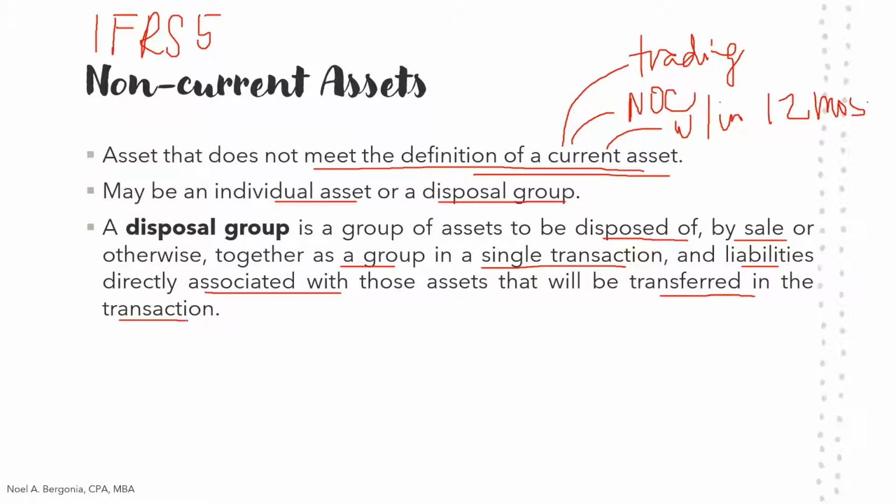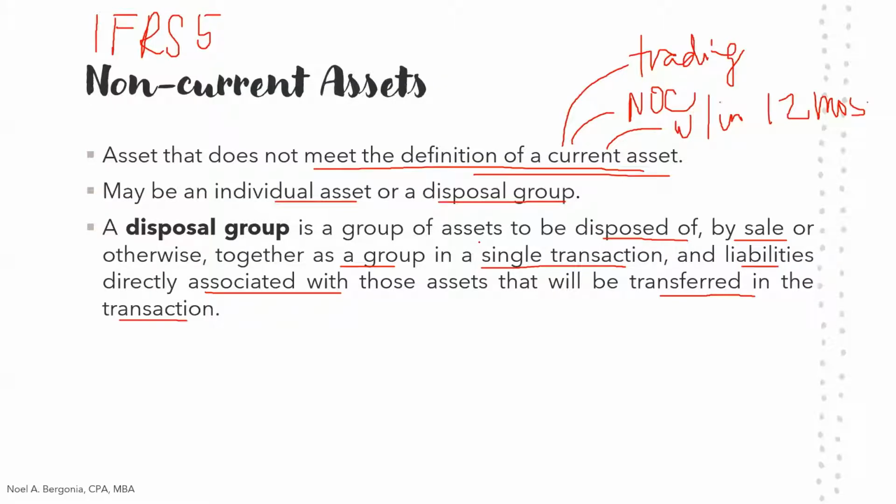So, for example, a collective group of PPEs, equipment, machineries, land or building that is being disposed of by sale in a single transaction. That would be a disposal group. So why do we define again what a non-current asset is?